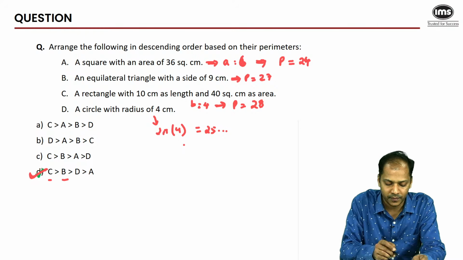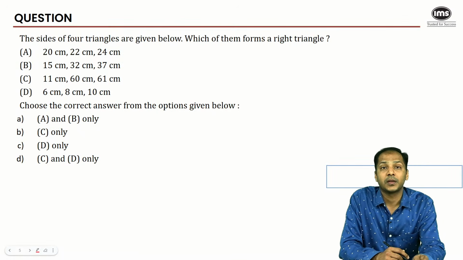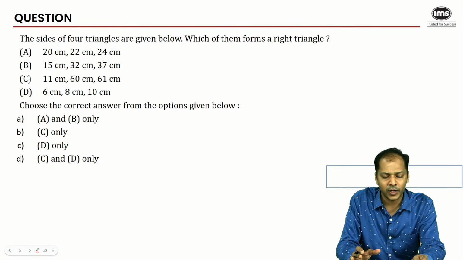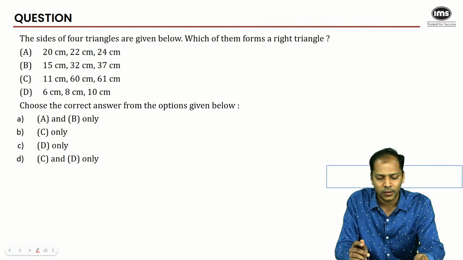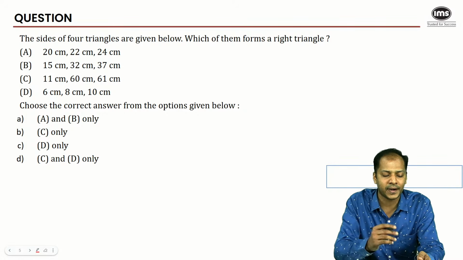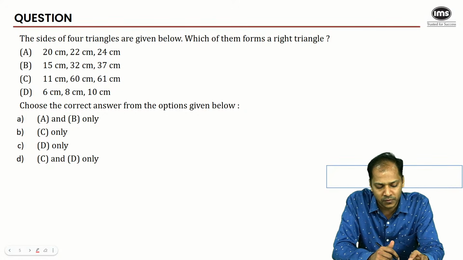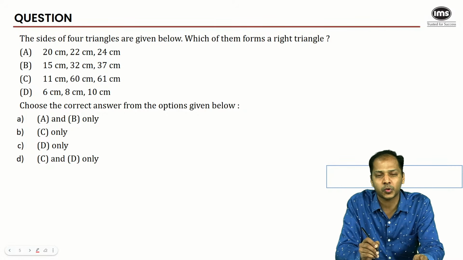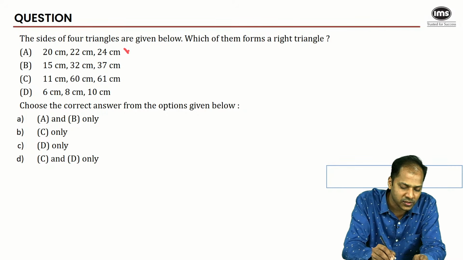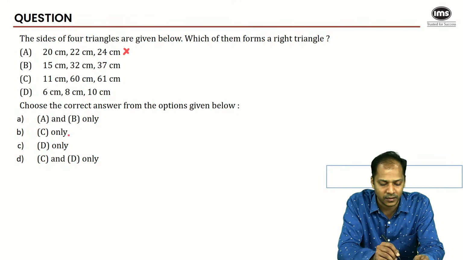Okay, so let's go ahead. Moving on to the next question. The sides of 4 triangles are given and you just have to check which of these are right angled triangles. I don't think we need a lot of time. Let's quickly identify or do it together. For example, the first option, 20, 22, 24: is that a right angled triangle? Will 20 square plus 22 square be equal to 24 square? No, that's not a triplet and it's not satisfying Pythagoras theorem. That's not a right angled triangle clearly.